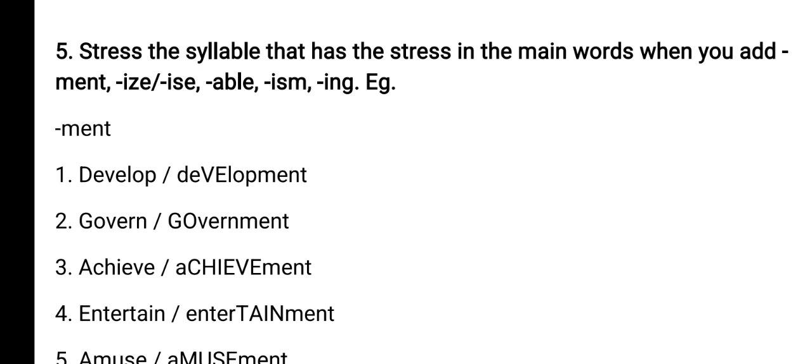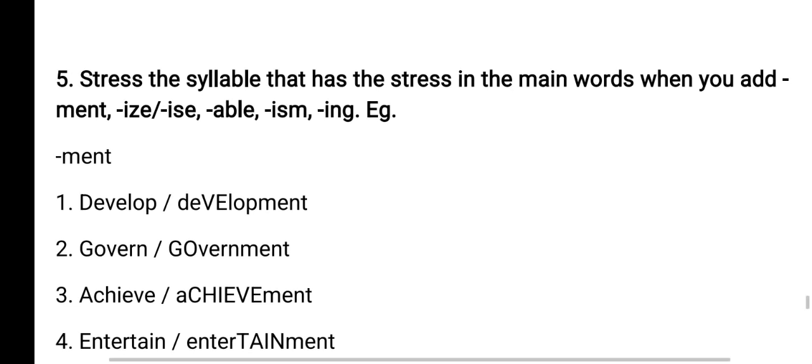Once you remove ment from development, what will remain? Develop. Which syllable has the stress in develop? It is ve. As far as ve has the stress in develop, whether you add ment or not, the stress remains on that syllable, which is ve. Develop. Development. Let's continue now.